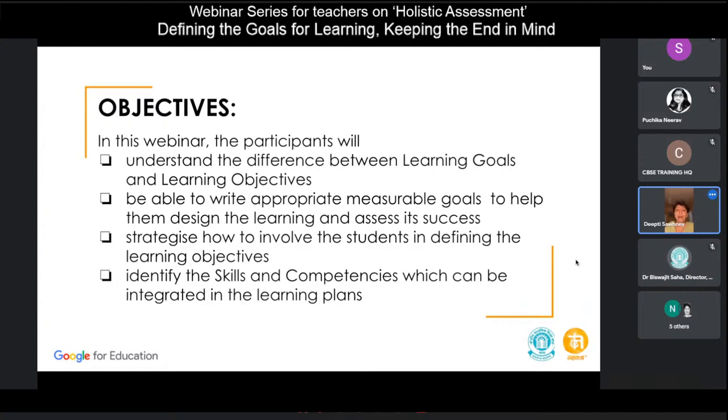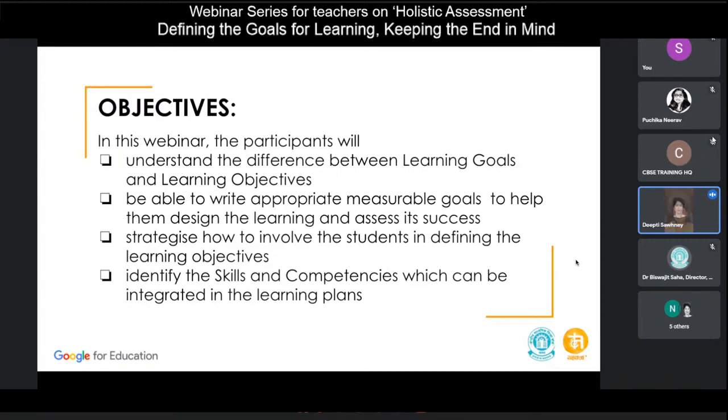And finally, we are looking at skills and competencies because unless you are integrating that, you are not engaging them enough. And this is something that has to be an end product where the children are ready for the workspace. And like Dr. Saha said, we are not talking about assessment of a certain area or a certain scope. We are looking at assessments for life.